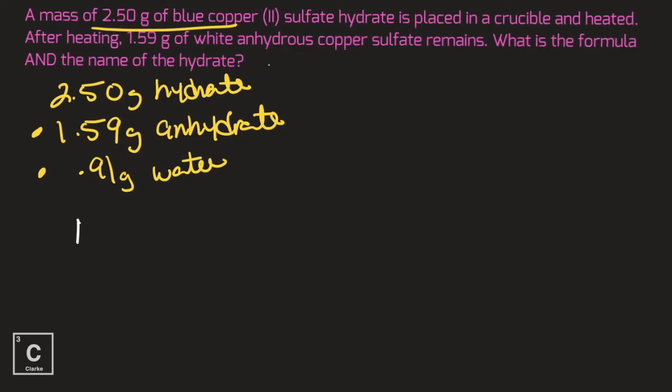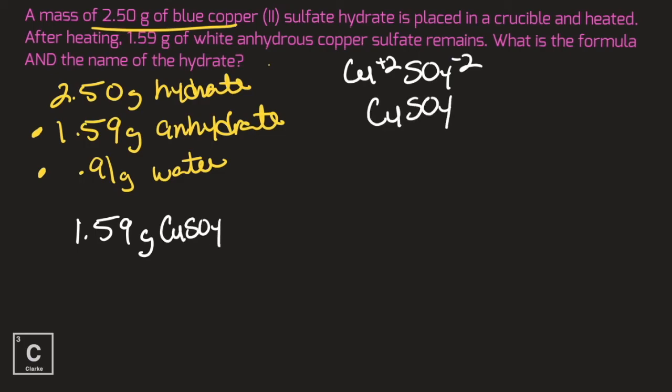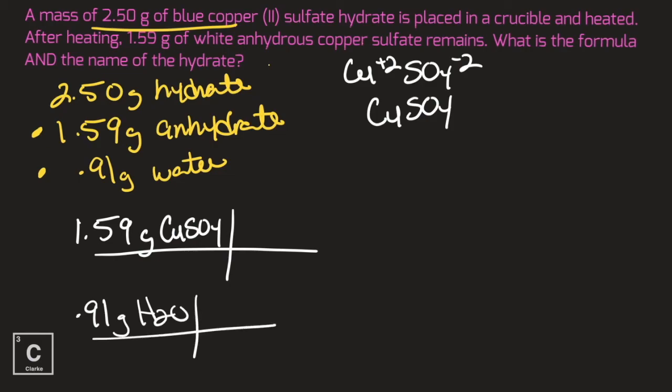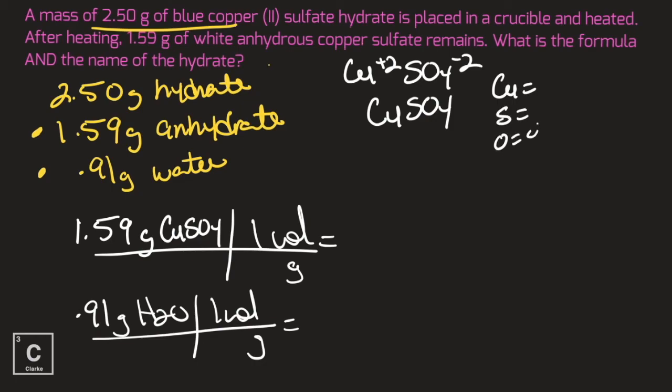So we have 1.59 grams of copper 2 sulfate. Copper is a 2, sulfate is a 2, so our compound formula is just CuSO4. I'm going to set my problem up, write my water, 0.91 grams of H2O, bring my units down, mole on top. Now I do need molar mass. This is a tiniest bit of a pain. So we need copper, sulfur, 4 oxygens.